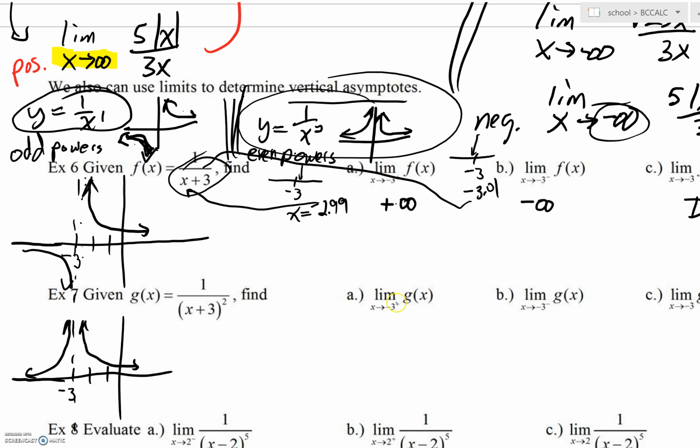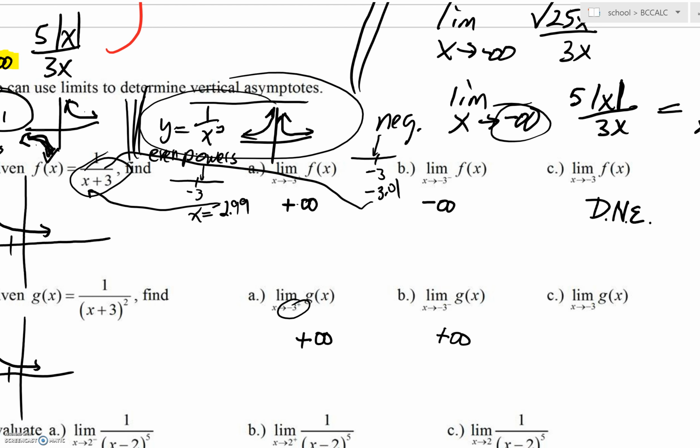We can say what happens as x approaches negative 3 from the right side. Well, you could say, well, you're going to positive infinity. How about from the left side? Once again, you're going to positive infinity. And what if there was no direction specified? Well, we have agreement between the two sides. We could say positive infinity. Very, very, very similarly, we could approach the problems numerically like we did before.